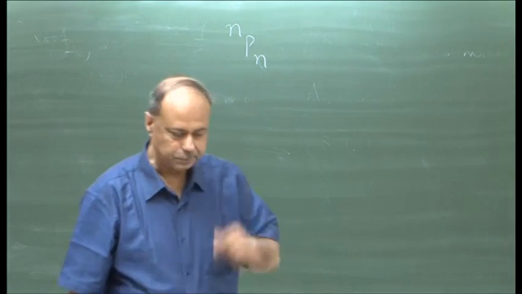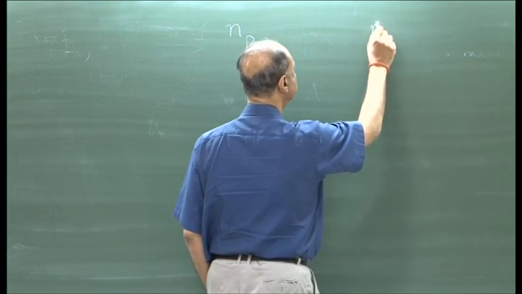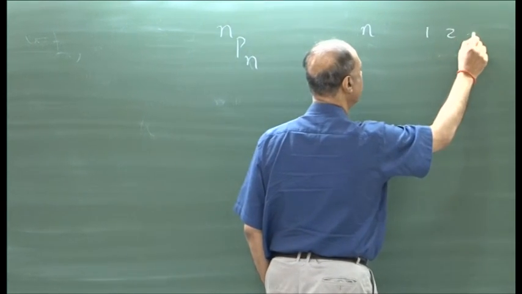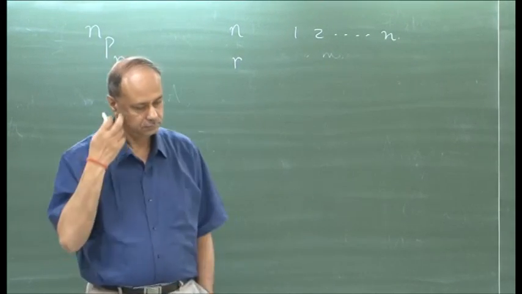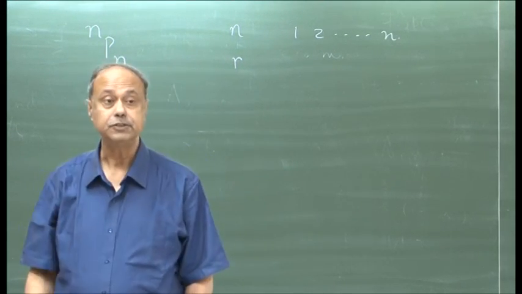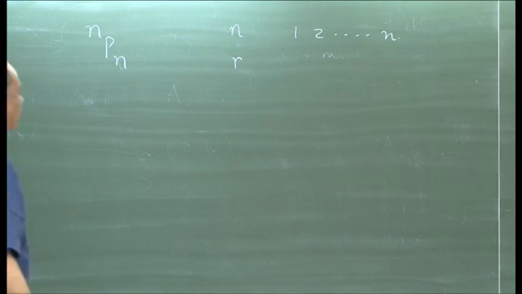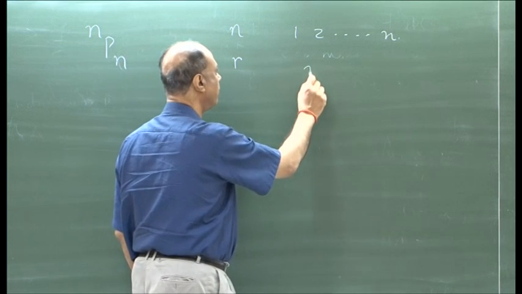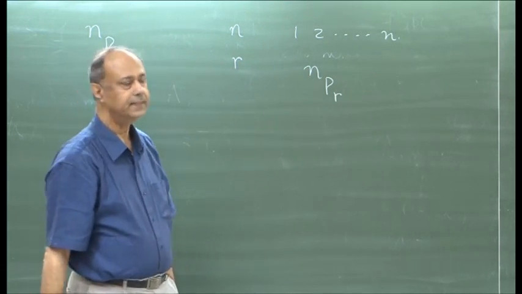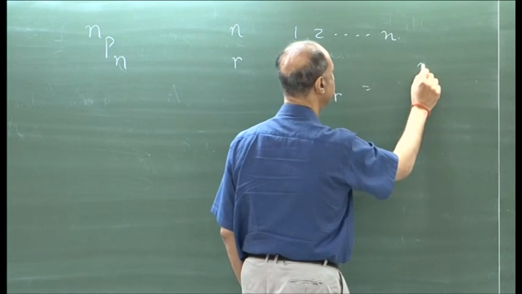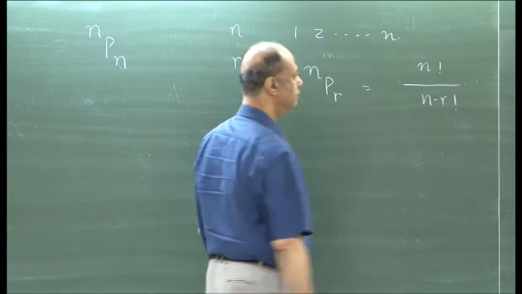Now, a more generic one: given n elements 1, 2, 3 up to n, I want to make the arrangement of R elements. The number of possible distinct permutations will be nPr, and this nPr is basically n factorial divided by (n minus r) factorial.